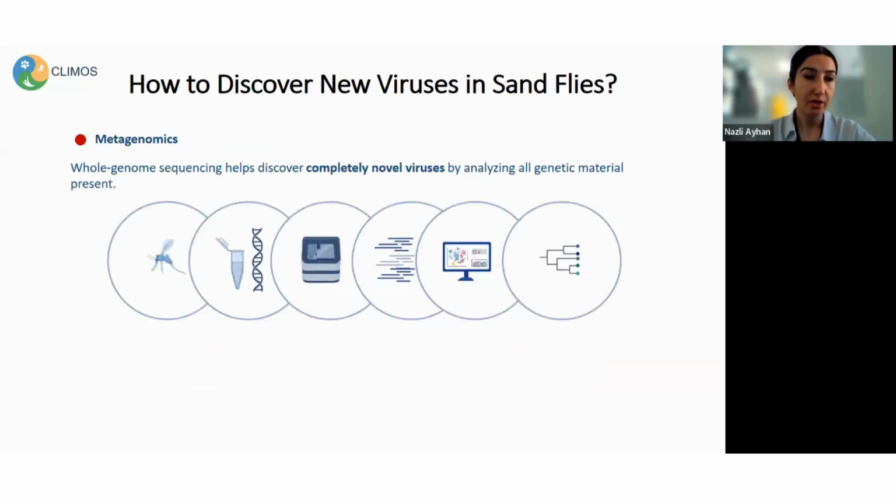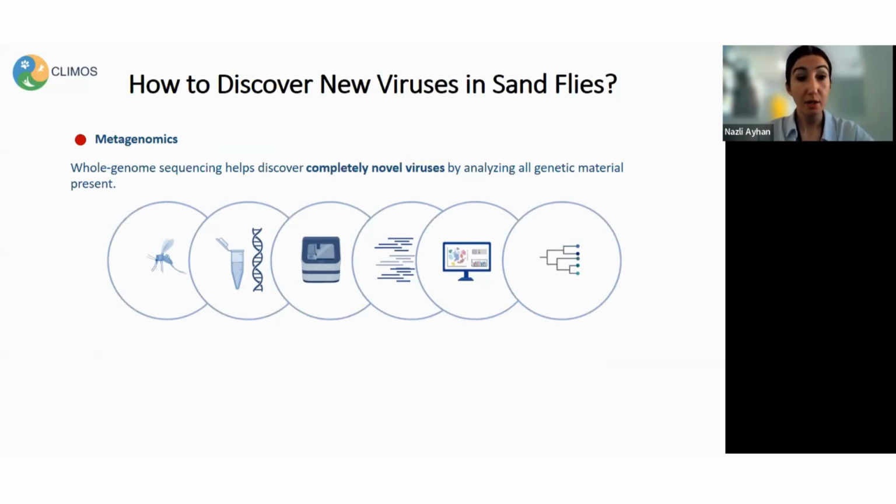Recently, with technological developments, we can also use metagenomic assays in which we are sequencing all the genome, which can help us to discover completely novel viruses by analyzing all the genetic material present in the samples.